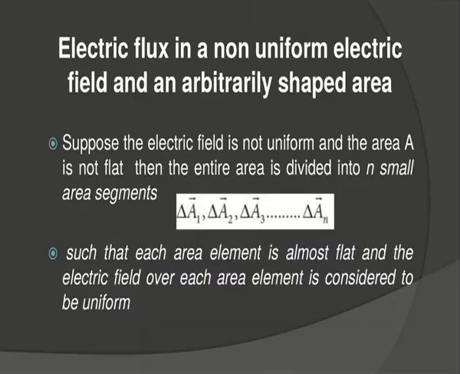Now the second topic: electric flux in a non-uniform electric field and arbitrary shaped area. Suppose the electric field is not uniform and the area A is not flat. Then the entire area is divided into n small area segments, meaning infinitesimally small elements, which are delta vector A1, delta vector A2, delta vector A3, up to delta vector AN, such that each area element is almost flat and the electric field over each area element is considered to be uniform.